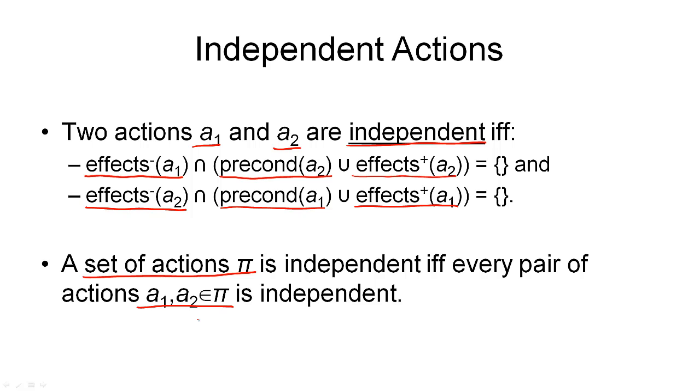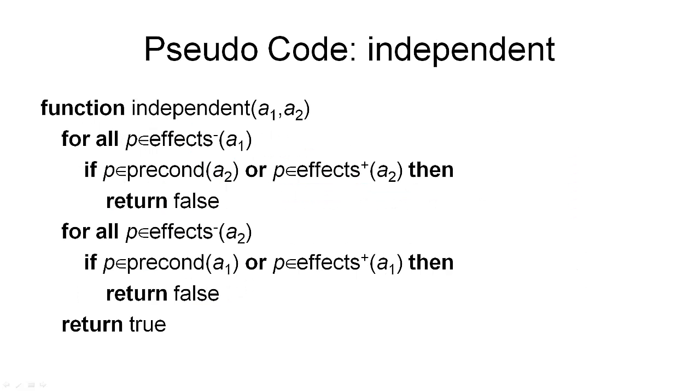And also, you can see quite easily that the independence relation that holds between actions is symmetric, because in the definition we have seen that these two cases for A1 and A2 are symmetric. And here is the definition we've just seen expressed as an algorithm in pseudocode.